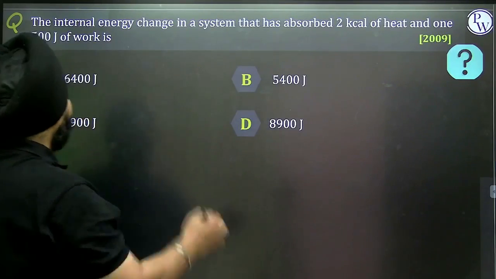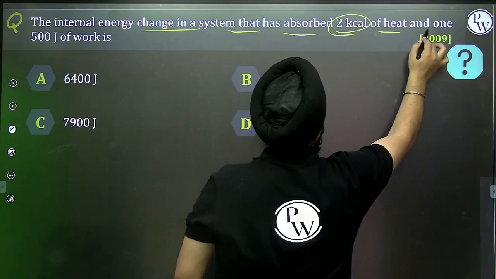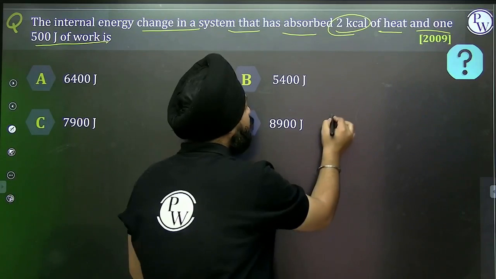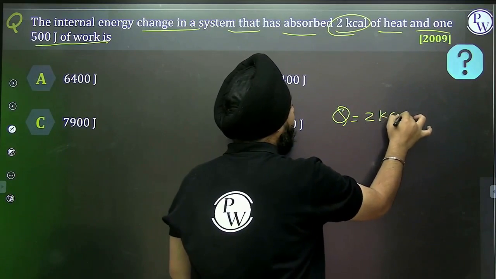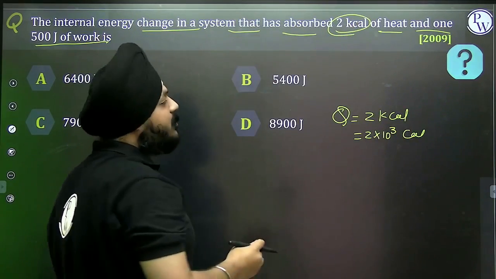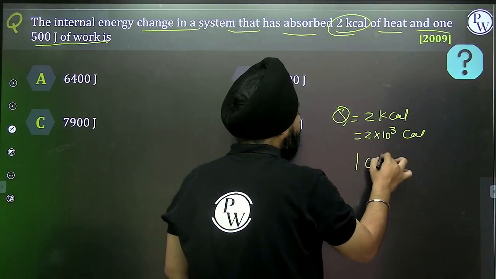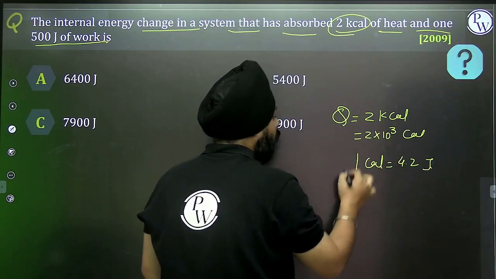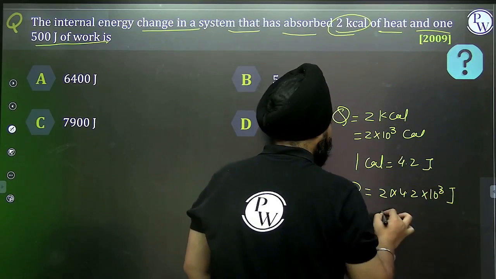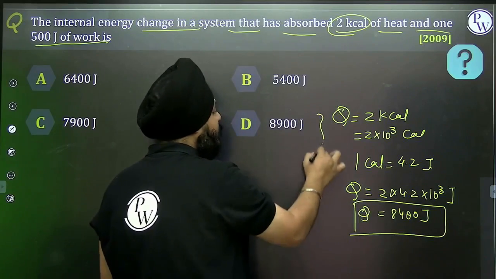The internal energy change in a system that has absorbed 2 kilocalorie of heat and 500 joule of work. Heat absorbed is 2 kilocalorie, 2 into 10 to the power 3 calorie. Now both are not in the same unit system. One is in joule, the second is in calorie. Can I convert? See, 1 calorie is equal to 4.2 joule. So here Q is equal to 2 into 4.2 into 10 to the power 3 joule. So it is 8400 joule.